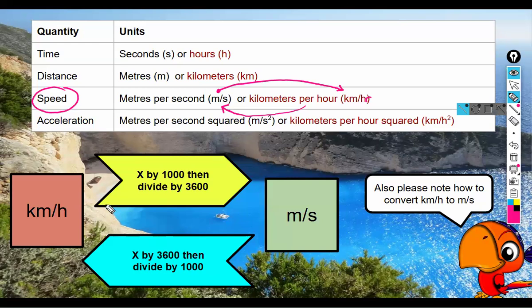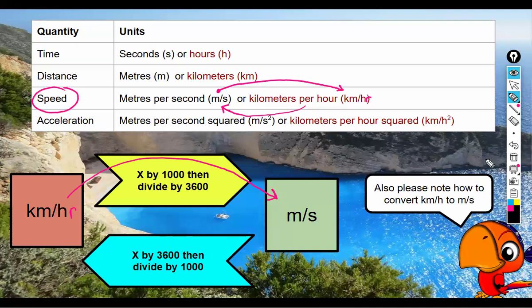So I have a little table here. Let's say I give you kilometers per hour and I want you to convert it to meters per second. All you have to do is take the kilometers per hour and multiply it by 1,000 and then divide it by 3,600. And that will convert what? Kilometers per hour to meters per second.